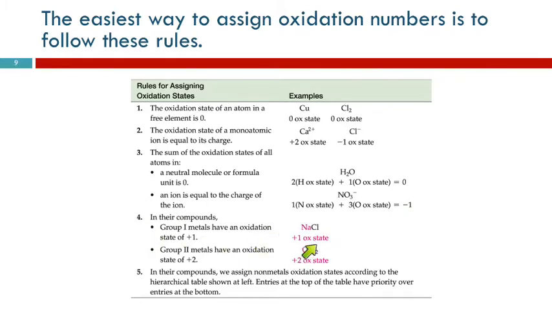This is a little bit redundant. So in their compounds, group 1 metals form +1 ions, and so they have +1 oxidation states. Group 2 metals form 2+ ions, and they have +2 oxidation states. So all of that corresponds pretty closely to ionic charges. And then the nonmetals, we have to go to another table.